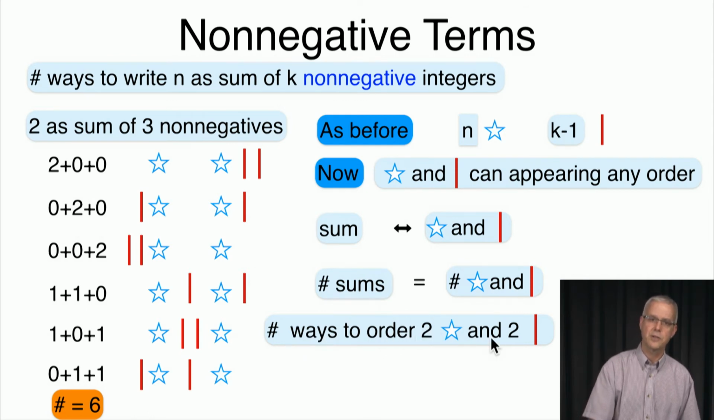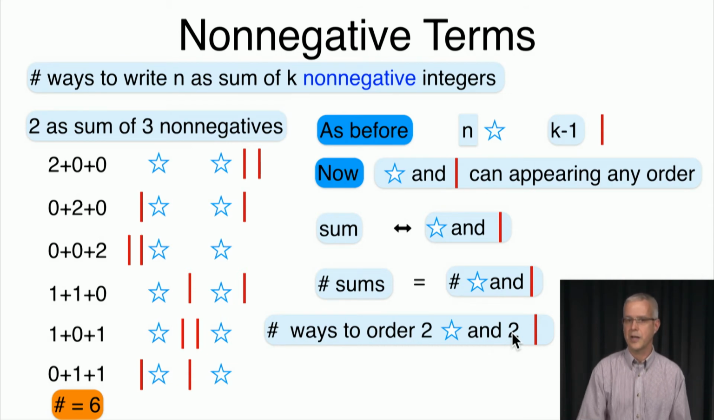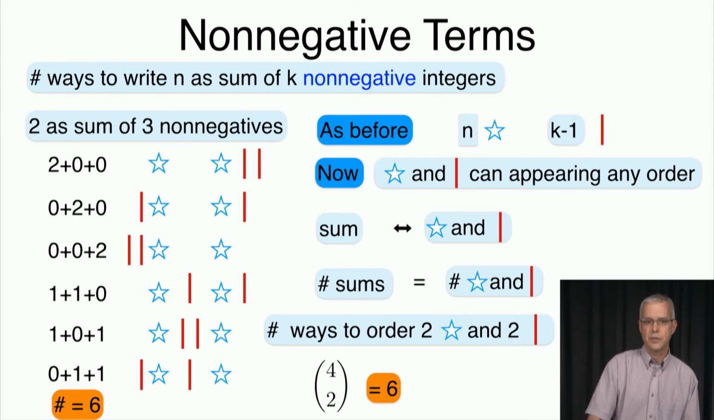And if we have 2 stars and 2 bars, what we have is a sequence of length 4. And we need to choose the location of the 2 stars. So the number of ways to do it is 4 choose 2, which is 6.